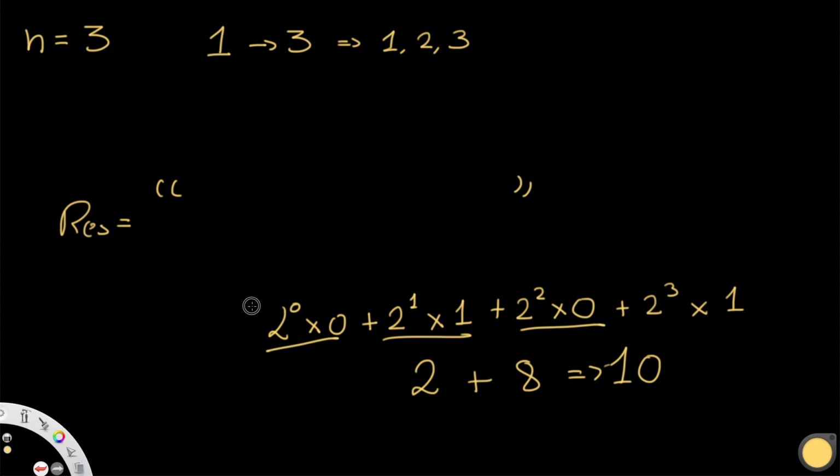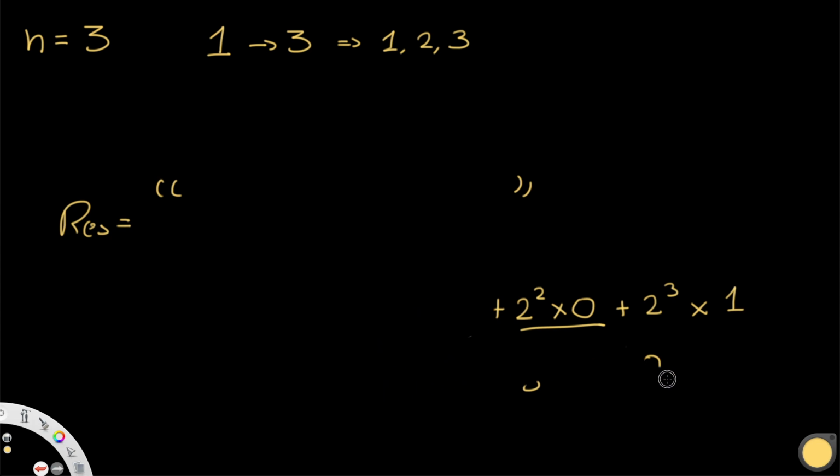Now let's see what would be the binary representation of 1. The binary representation of 1 is just the number 1. In other words, 2 to the power of 0 multiplied by 1, which is, well, 1. So we now have the binary representation of 1.